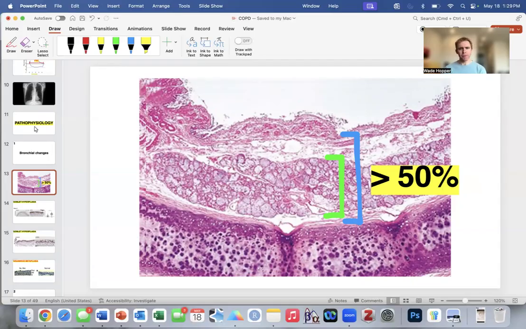And this is the Reid index, which is the ratio of your submucosal, mucus-producing glands in your bronchi relative to the total width of the bronchi themselves. And so the gland here is marked in green, and the width of the bronchi is in blue. And a pathologic Reid index is anything greater than 50%. So you can just eyeball this histology and tell that the submucosal gland is occupying over half of the thickness of the wall of the bronchi. So that's what it would look like in COPD.